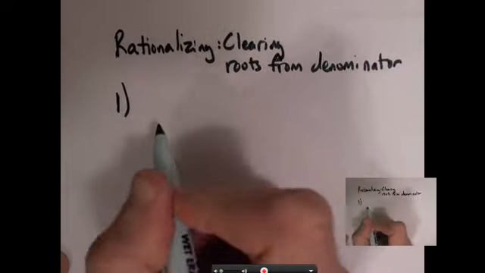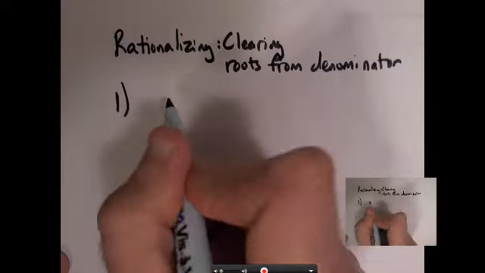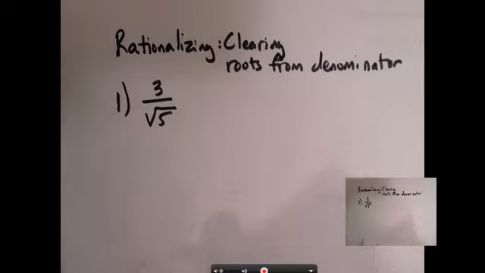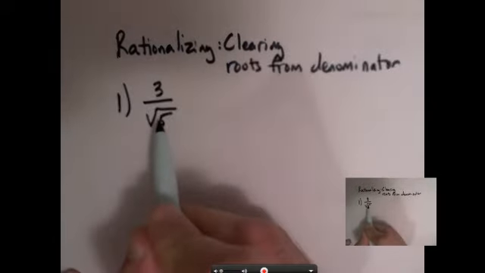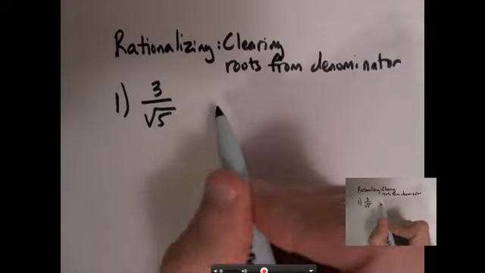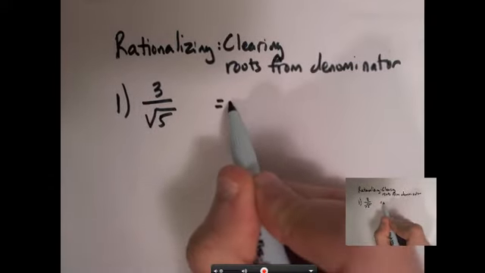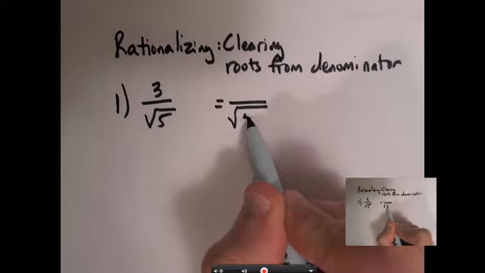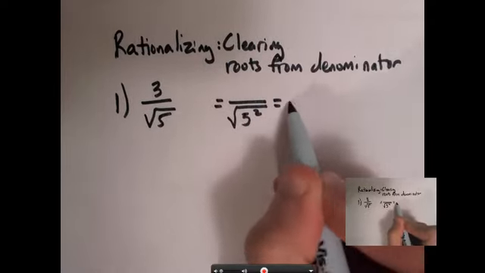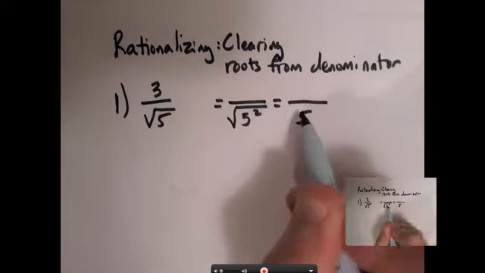So number one, let's rationalize. Let's start with something simple. 3 over the square root of 5. Okay, we want to rationalize that one to get rid of this root. We can't just put them all under one big root because this is not a square root. Rather, if we think backwards, we want this to become the square root of 5 squared. Because if it does, then the denominator is going to equal just 5, and that's our goal.